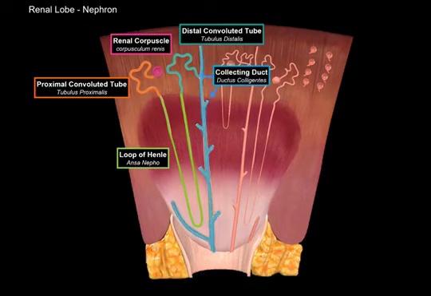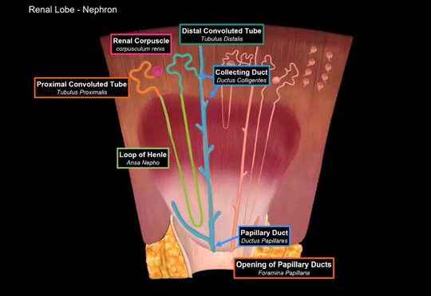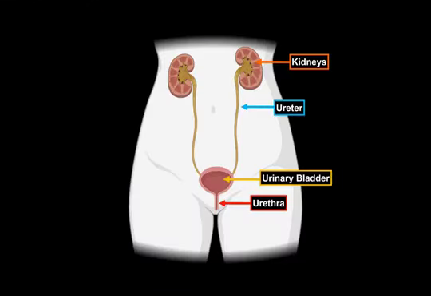Now the urine will continue through the collecting ducts, and these collecting ducts will all come together and fuse and form the papillary ducts. At this point, the papillary ducts will open up as the small openings into the minor renal calyces. So that was everything I had for the anatomy of the kidneys.